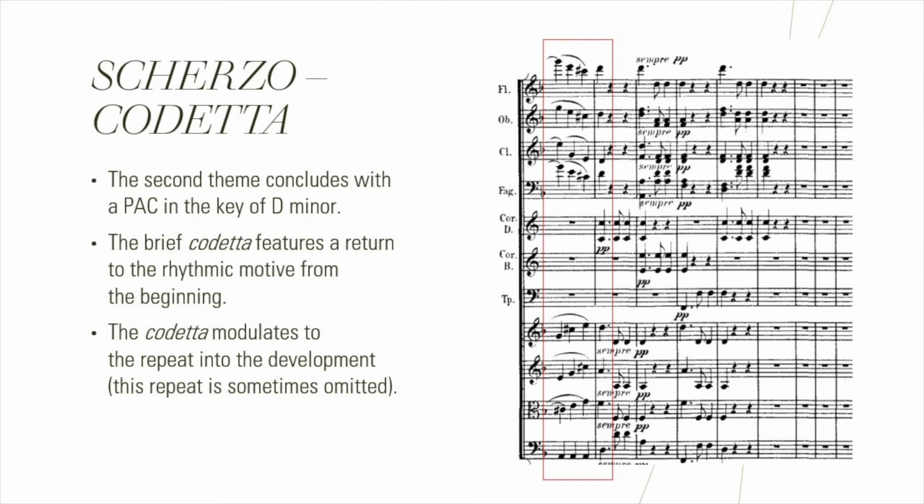The second theme concludes with a perfect authentic cadence in the key of D minor. The brief codetta features a return of the rhythmic motif from the beginning. The codetta modulates to the repeat into the development. This repeat is sometimes omitted in performance practice.